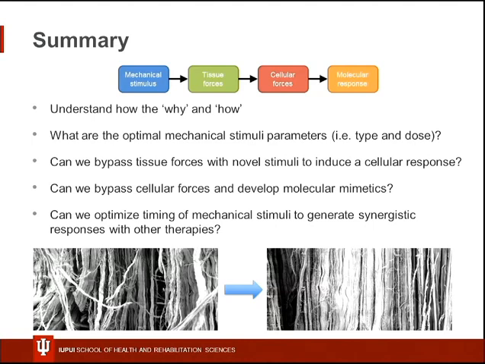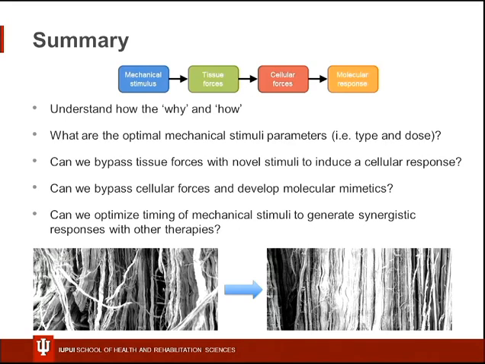Because what happens over time, after about 100 cycles, bone cells desensitize. They become deaf to what's going on. Like, we've seen that stimulus. The molecular pathways have already responded to it, and they shut off. If you allow a rest period, then they resensitize, and you can load them again, and you get a much better adaptive response. Can we bypass the tissue forces and get novel stimuli to get a cellular response?